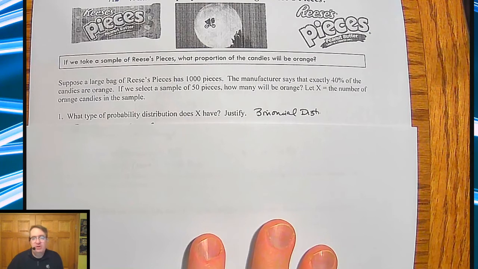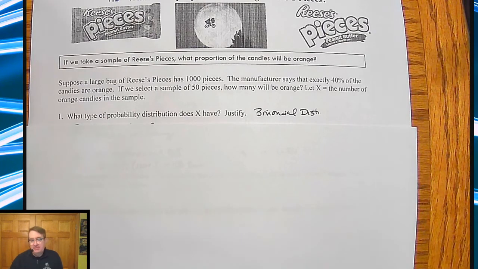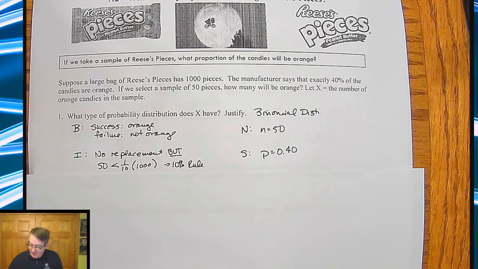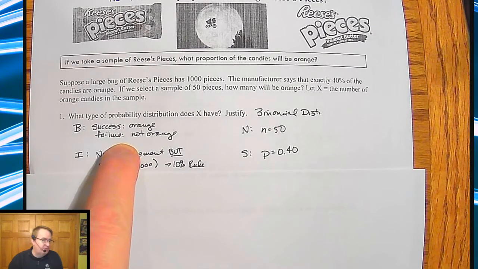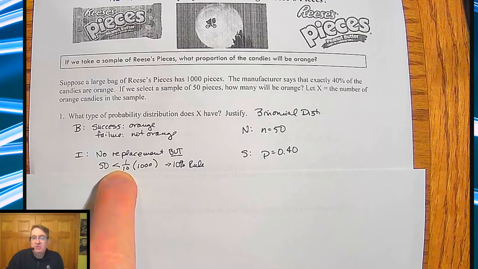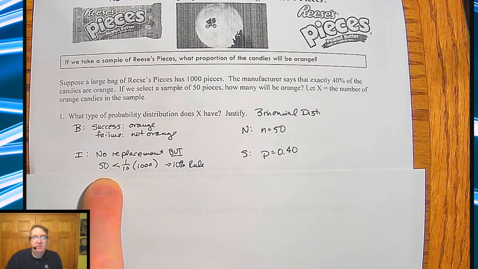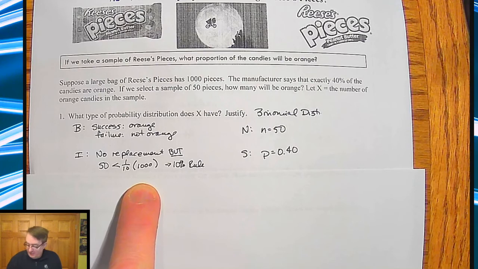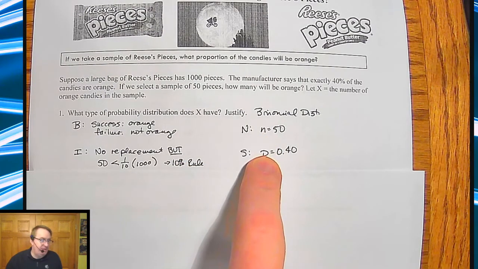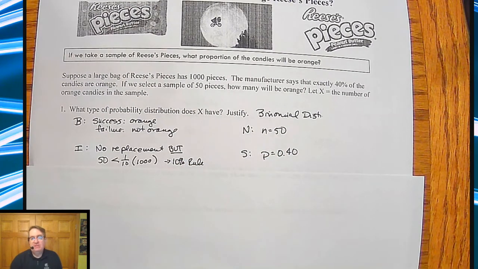Now, this is going to turn out to be binomial. Why? Because it does have a success and failure, and we do have a fixed number. Just to double check, there's our BINS. So we have success and failure. Success is an orange. Failure is not orange. There is no replacement, which is usually a problem. However, remember, we've got a little 10% rule. So 50, the number that we're taking, is less than 1/10 of the 1,000 that we're taking it from. N is fixed at 50, and my probability is also fixed at 40%, because we're going to take the Hershey's company that owns the Reese's brand at its word.